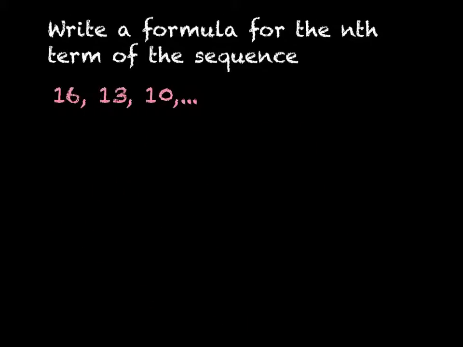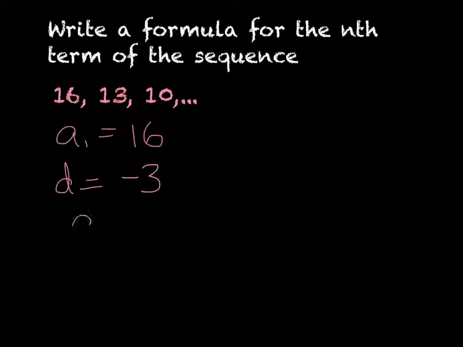Write a formula for the nth term of the sequence. In order to do this, we need to give an A1, the first term, and figure out what the common difference is. A1 is easy, it's 16. And the difference between each of these terms is negative 3, because we see that each time we're subtracting 3.